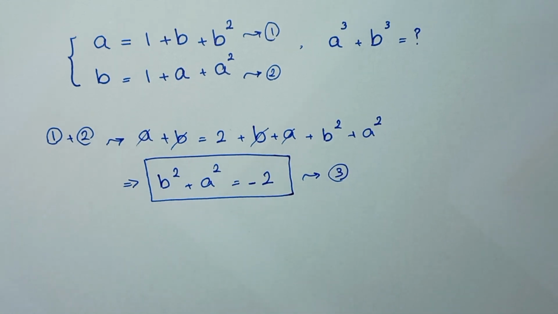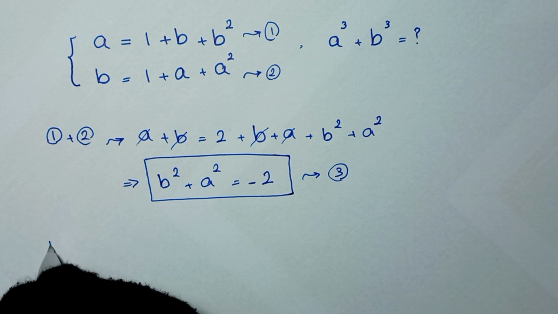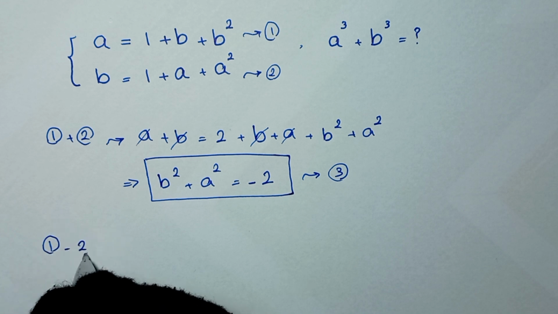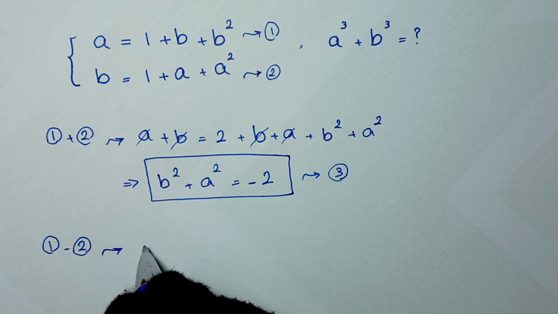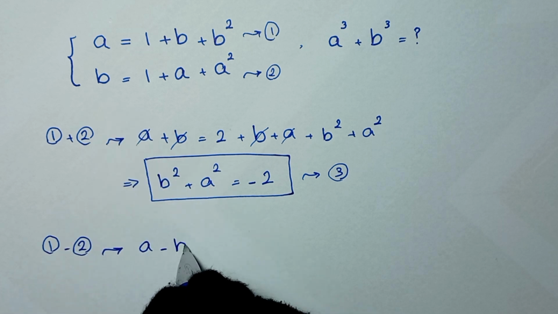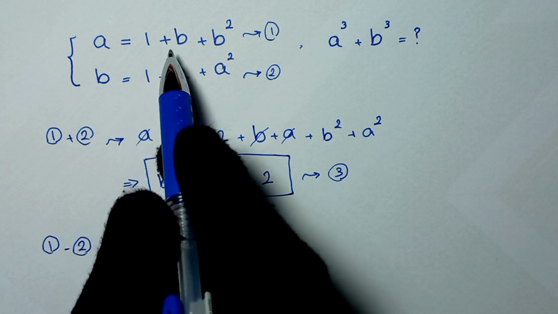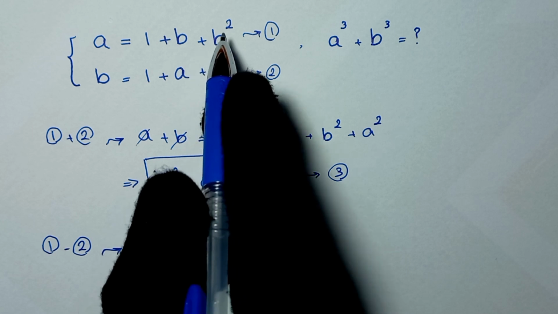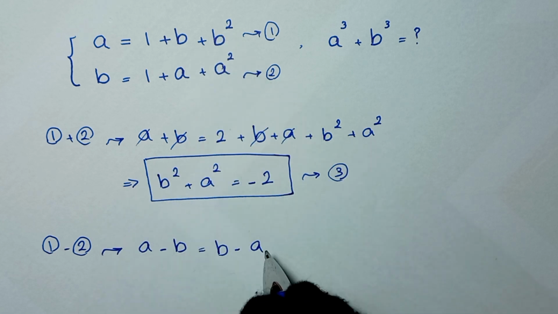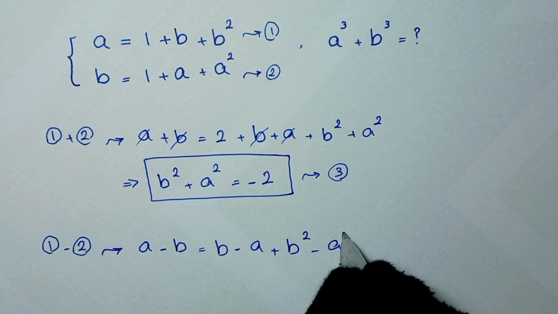In next step, we subtract these two equations, so equation 1 minus equation 2, and we have a minus b is equal to, in here, 1 minus 1, it will be 0, and b minus a, and in here we have b square minus a square, right? So b square minus a square.